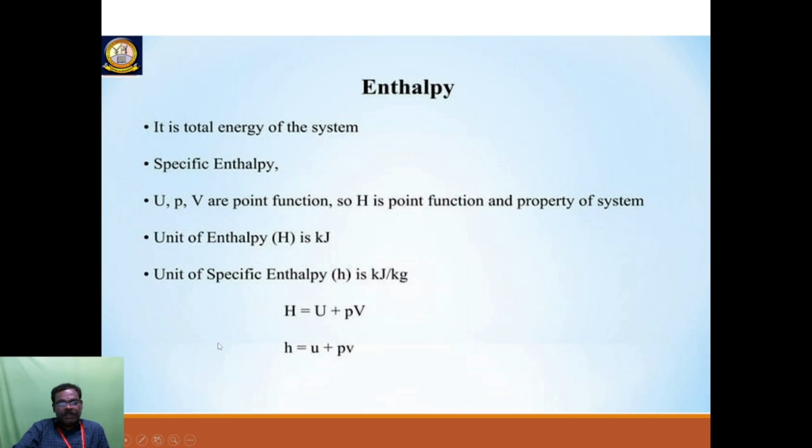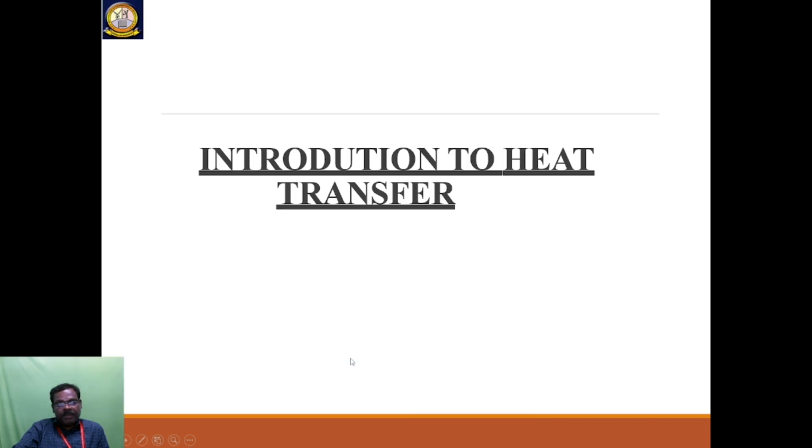So enthalpy is a very important property. Throughout the study of thermodynamics, you should know enthalpy. Enthalpy is the summation of internal energy and the product of PV. So this is some introduction to thermodynamics.